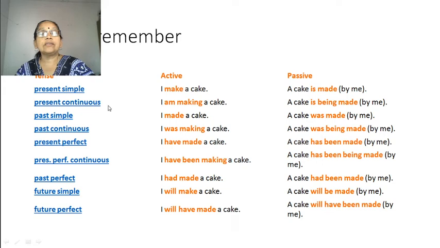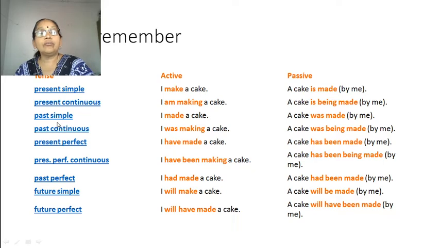The same sentence in present continuous, in active voice: I am making a cake. In passive: a cake is being made by me. Here the word being is added. So this is the rule of present continuous, and when you see such sentences with the ing form, in passive the word being will come. This is how you make the active sentence into passive.